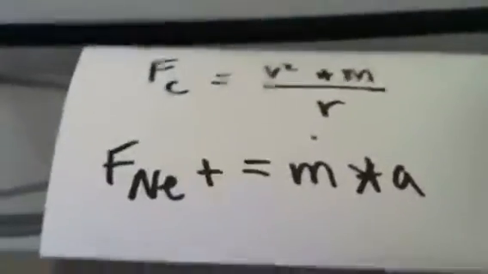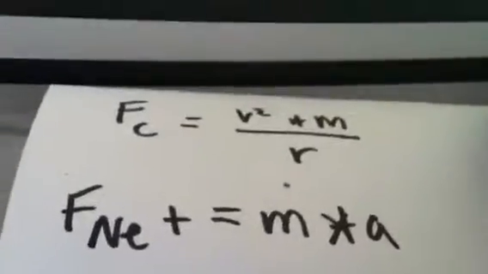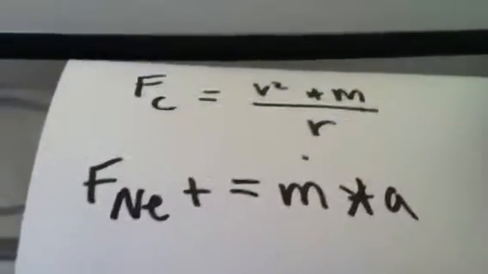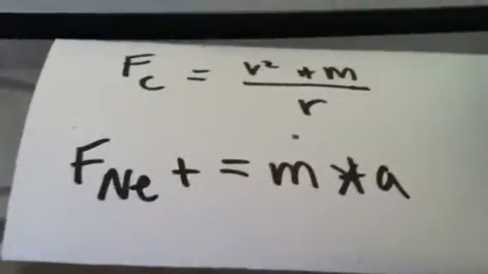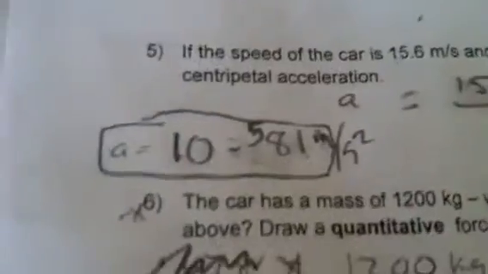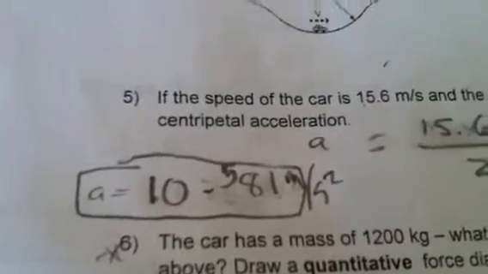So first, let's look at the two equations that we have for centripetal force. Force centripetal equals velocity squared times mass divided by radius, and also net force, because centripetal force is net force. Net force is equal to mass times acceleration. If you followed the last couple of videos, we derived an equation from that, which gives us the acceleration that we used in step 5, an acceleration of 10.581 meters per second squared.